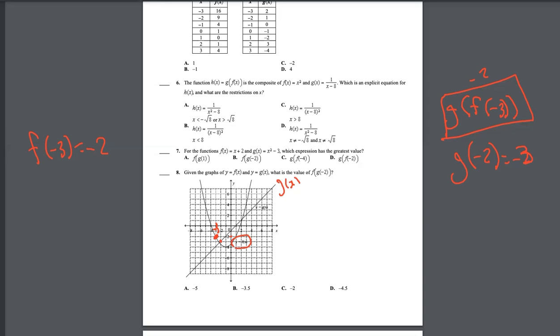Now, why don't you try the question that they ask you here and give me your answer, please? So both of you get the answer C. Let's go double check.